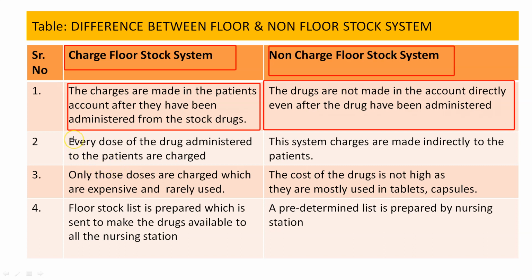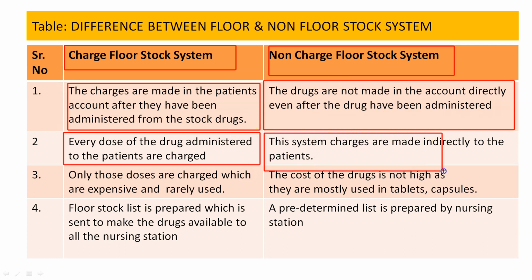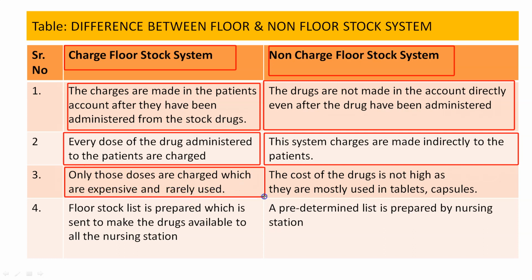Every dose of the drug administered to the patients is charged. Each and every dose of the drug administered is charged here. Whereas in the non-charge floor stock system, charges are made indirectly to the patients. It is not direct, it is indirectly charged to the patients. Only those doses are charged which are expensive and rarely used.